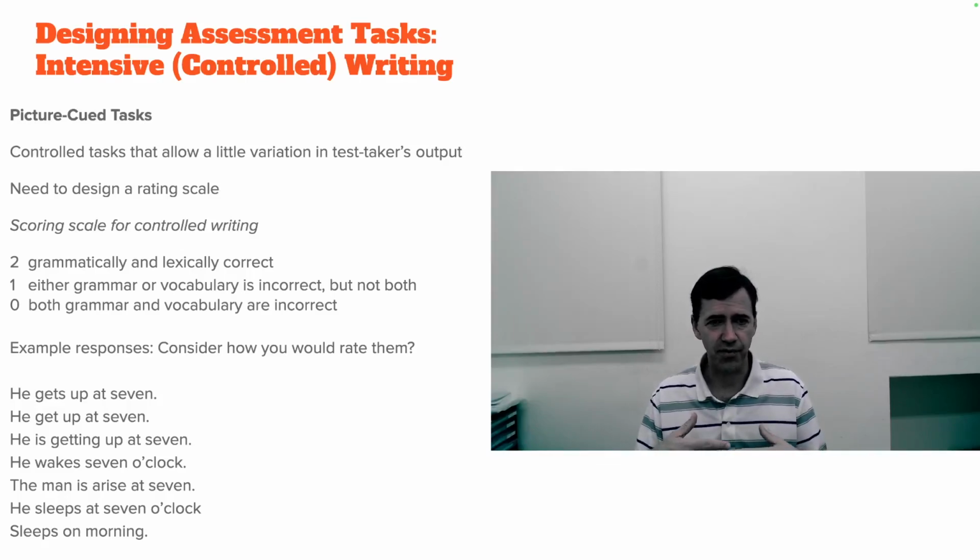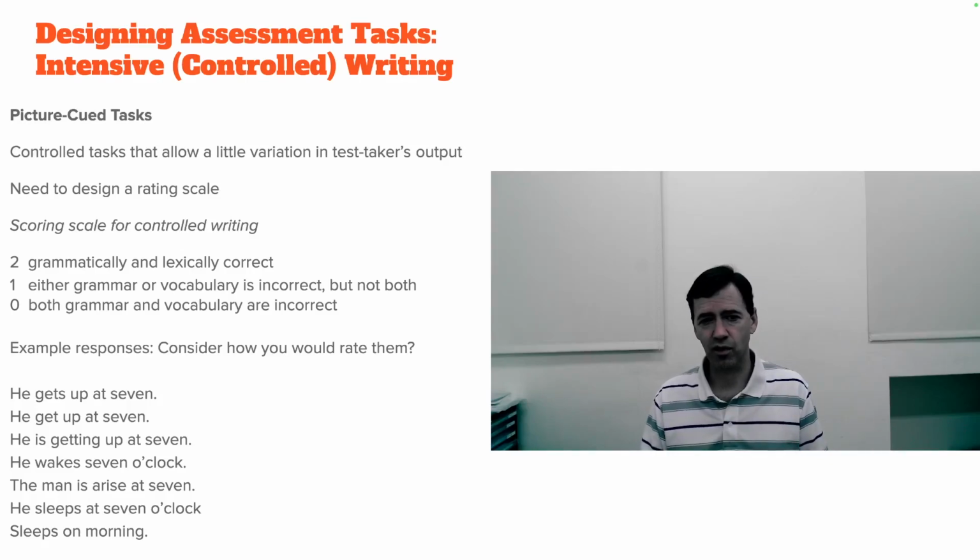So here's a recommended one from the book. It's just a very simple scale. 2 when it's grammatically and lexically correct. So they got the right action and the right grammar. Number 1, one of them is incorrect, but not both. And then 0 means they're both incorrect.